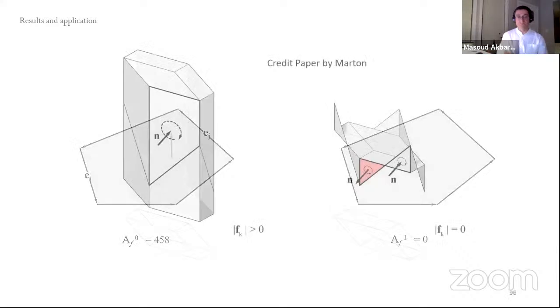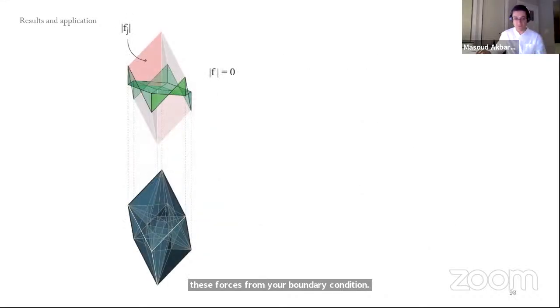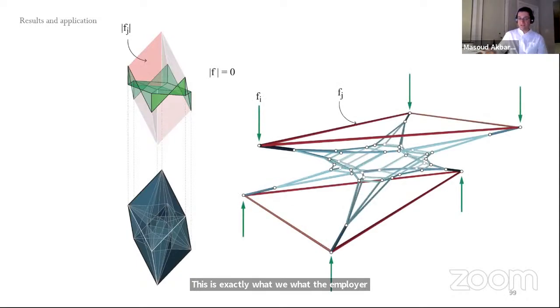So why is this important? Because for instance, if you start from the boundary condition of your design, you can control this boundary condition. In this case, it's a trapezoid, to have both positive and negative, but equal positive and negative areas, to cancel each other out. And suddenly you can remove these forces from your boundary condition. This is exactly what we implemented in the design, which allowed us to create the top chord that is in tension and remove the horizontal forces. And there is a twist happening in the geometry of the structure: the triangle on the top has a 180-degree rotation compared to the triangle in the bottom.